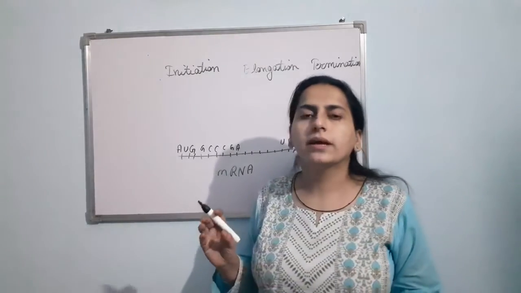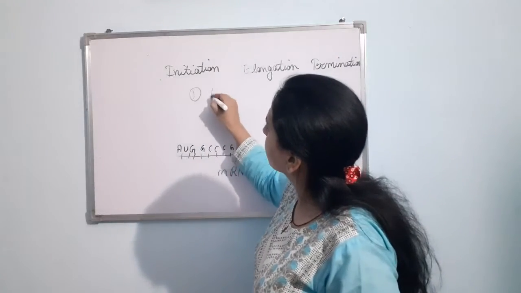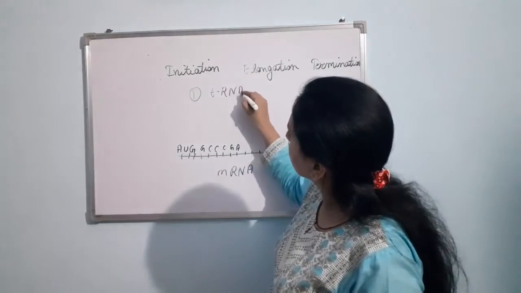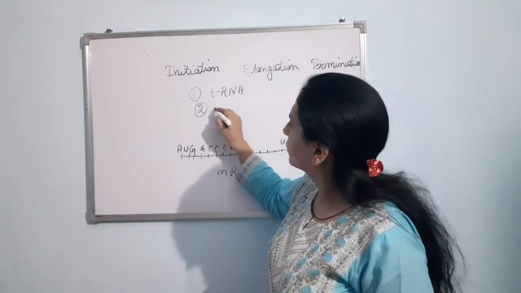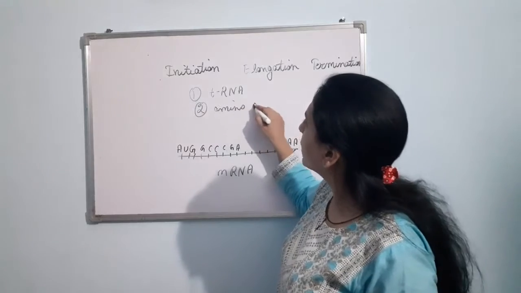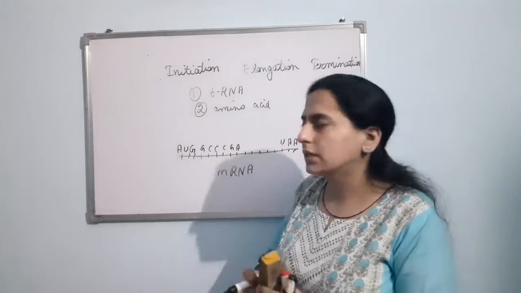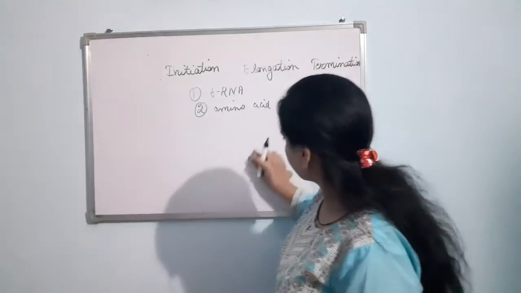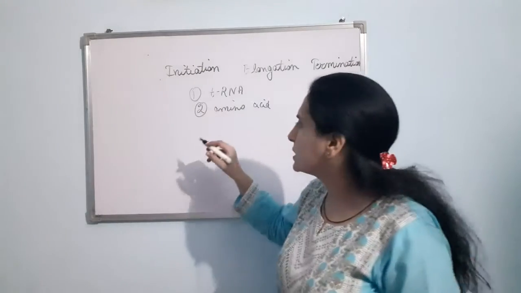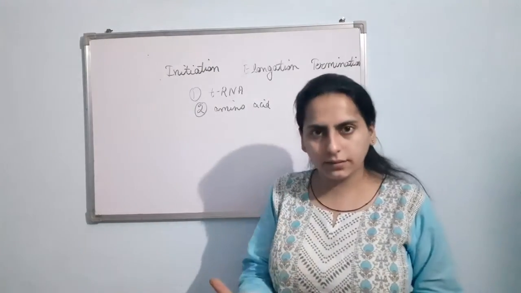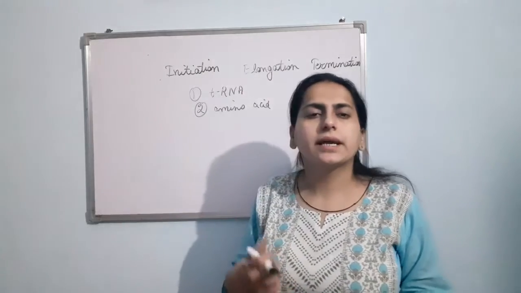Firstly, as you know, we have tRNA. Then we have amino acid. Now what will happen in the initiation process? This amino acid, let me erase this. What is happening in the initiation? These amino acids are getting activated. Why and how are these amino acids getting activated?